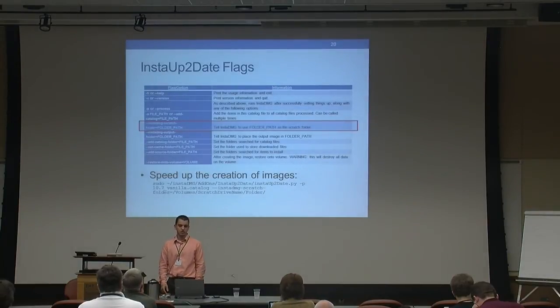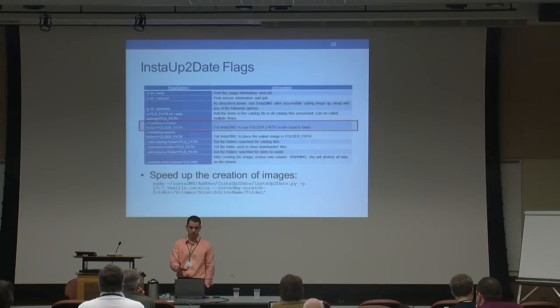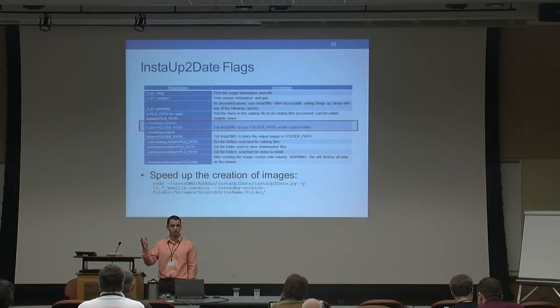InstaUp to Date has flags or options you can trigger. If you have an external hard drive, this flag is pretty useful. Basically, it creates a scratch disk so that you can write files onto an external hard drive to process your image quicker. And it's a simple command. It's basically what I showed you earlier to create a vanilla image, except at the end of it, you would write --instadmg--scratch--folder, and then just refer to the external volume that you have connected to your Mac.